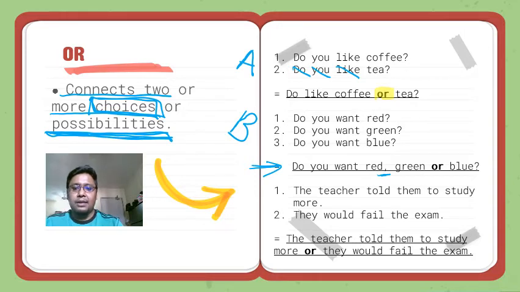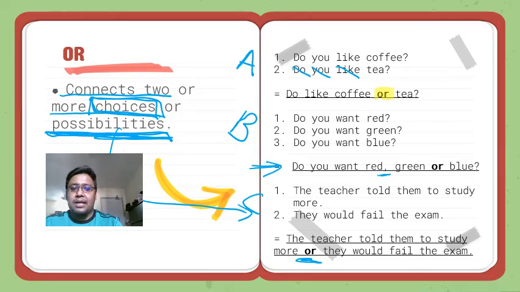Okay, now let's move on to example C. The teacher told them to study more. They would fail the exam. So this is what we call the possibilities. If they study more, maybe they will pass. That's what the teacher says. The teacher reminded them to study more. Okay, if not, they will fail. So the teacher told them to study more, or they would fail the exam.